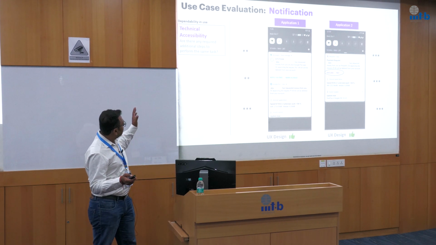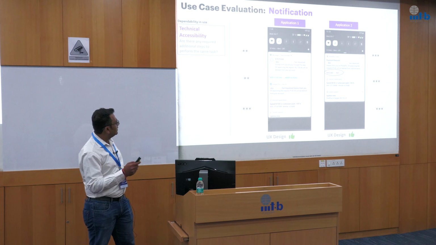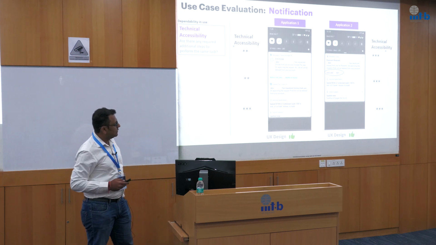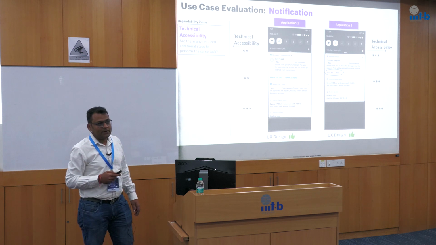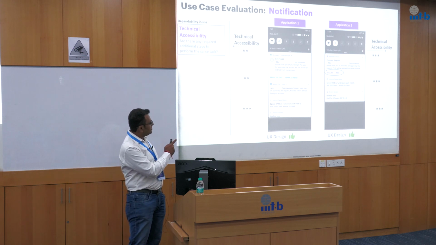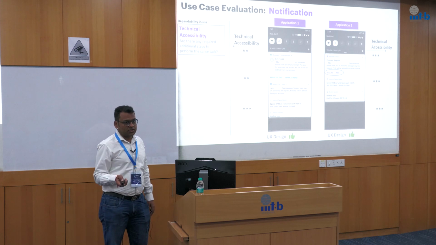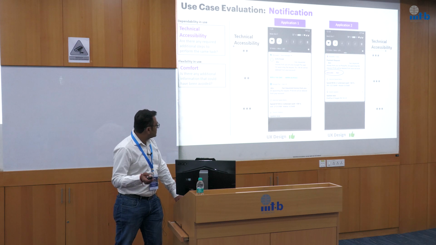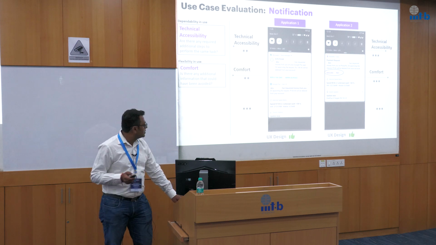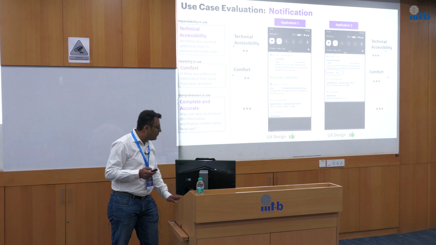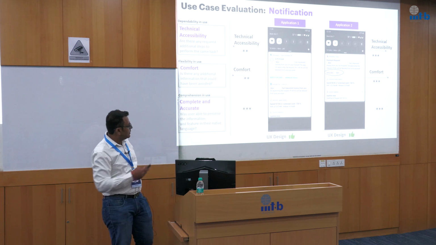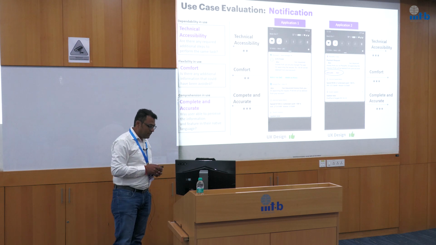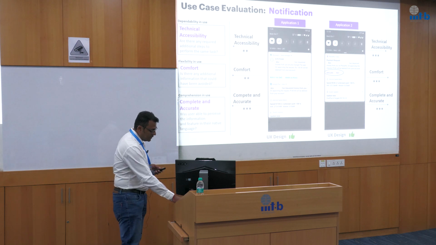If you see the left side, from a technical accessibility perspective, we have given stars, whereas on the right we have given 3 stars, and the reason is explained there. So a user knows about this transaction and can take a next action based on the information. As well as you can see about the flexibility in use, or the completeness and accurateness of the information which has been provided there. So we have done this analysis for different other attributes.